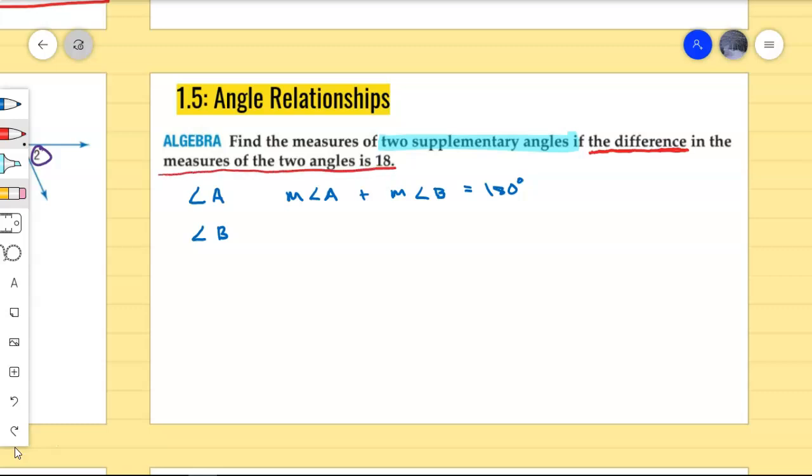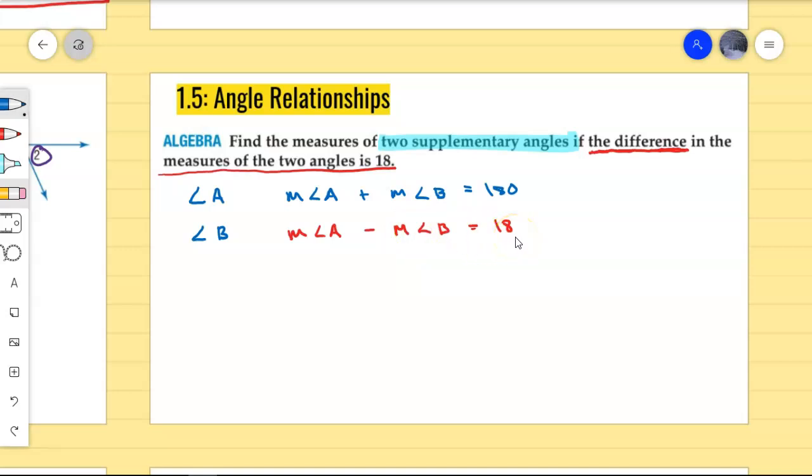So what that means is the measure of angle A minus the measure of angle B is equal to 18 degrees. Some students might say, can't we do the measure of angle B minus the measure of angle A? It doesn't really matter what you call A and B. Those are two arbitrary angles that you called anyway. So you know that two angles added up give you 180, and two angles subtracted give you 18.